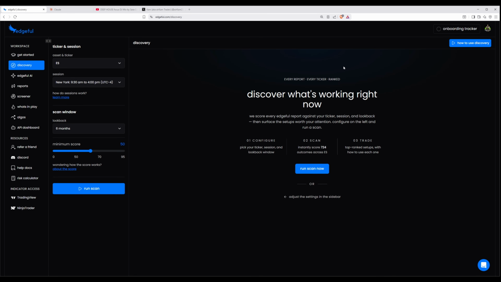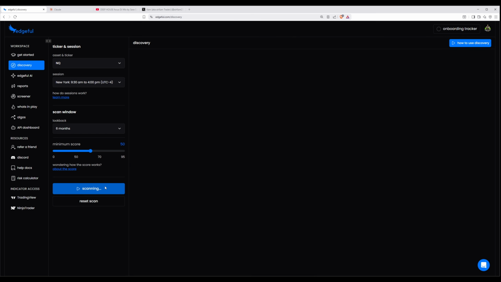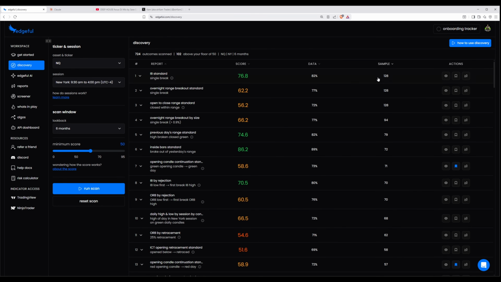So this is something I found in Edgeful earlier today. This is the discovery tool and it makes finding edges so easy. So let's run it for NQ using 6 months worth of data and let it come up with the data. Okay. So what I like to do is, this is the score, how strong the edge is, but I like to filter by sample set. So I want to see the biggest samples that have a green edge. So let's scroll down. So we have IB by rejection, we have inside bars.